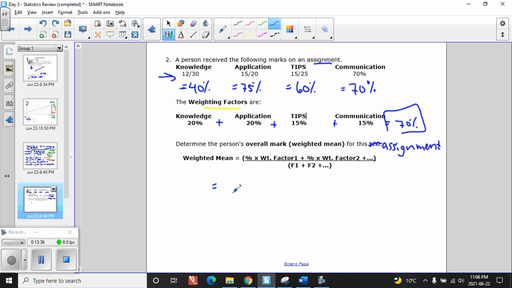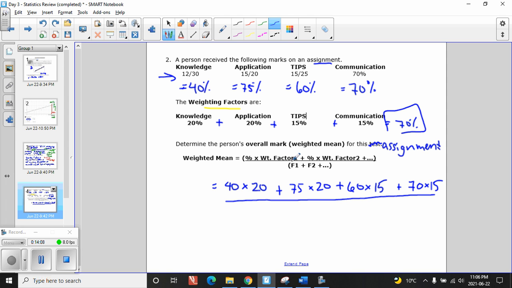The knowledge mark, they scored 40%, and the weight factor is 20%. For application, they scored 75%. That's worth 20% of the mark. Their thinking section, they earned 60, and it's being weighted at 15%. And finally, communication scored 70%, and it's worth 15.